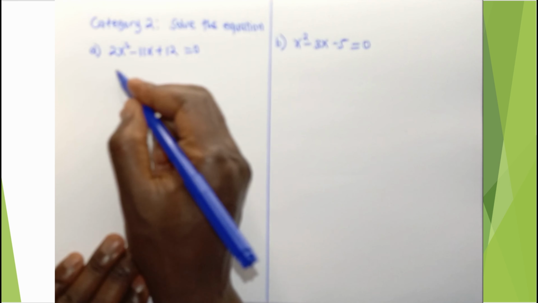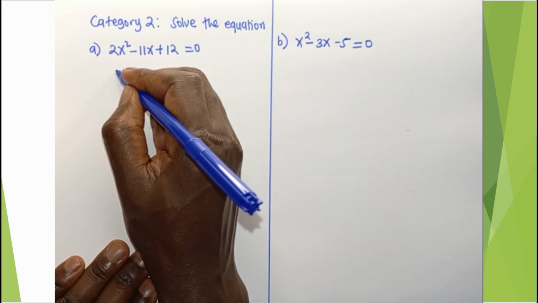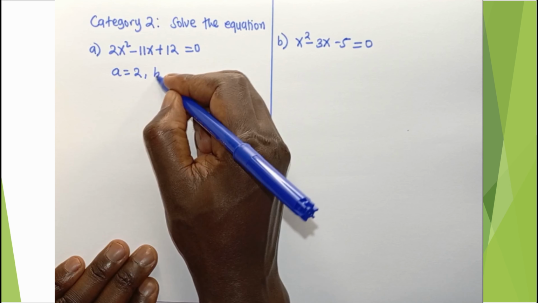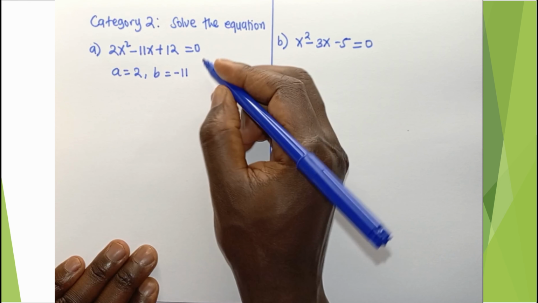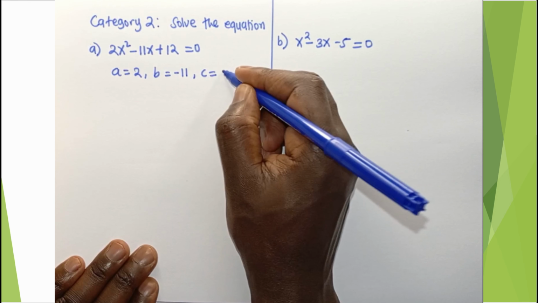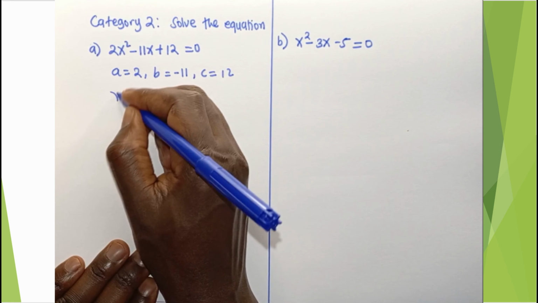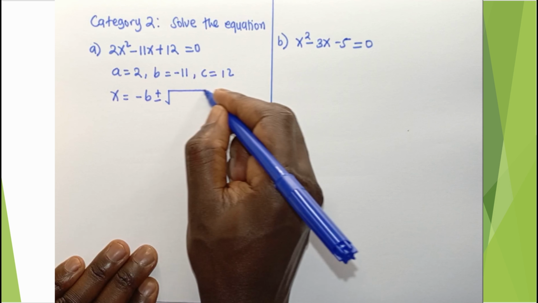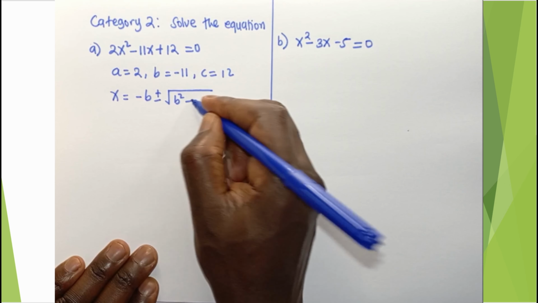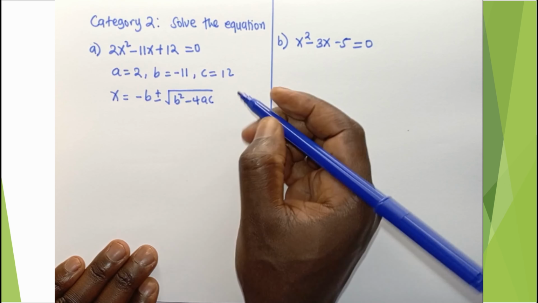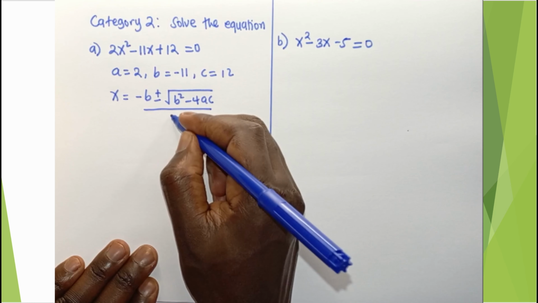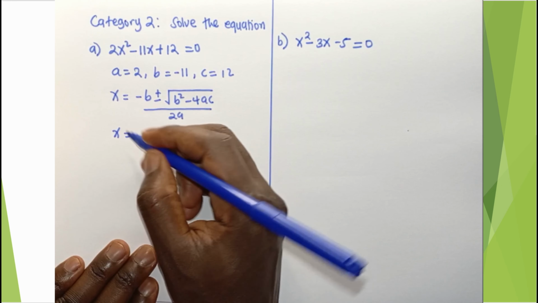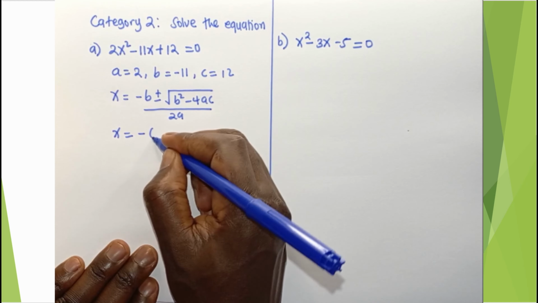Now to solve part A, this is category 2. You can use any method that you want. We are using the quadratic formula where we have a as 2, b as negative 11, and c as 12. So you have x equals negative b plus or minus the square root of b squared minus 4ac, all over 2a. To always be on the safe side, the quadratic formula is recommended, but others also work.